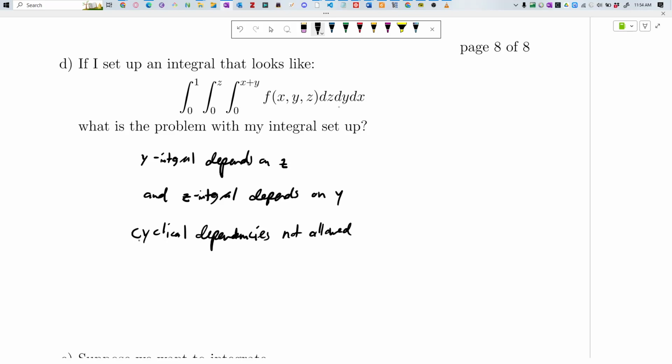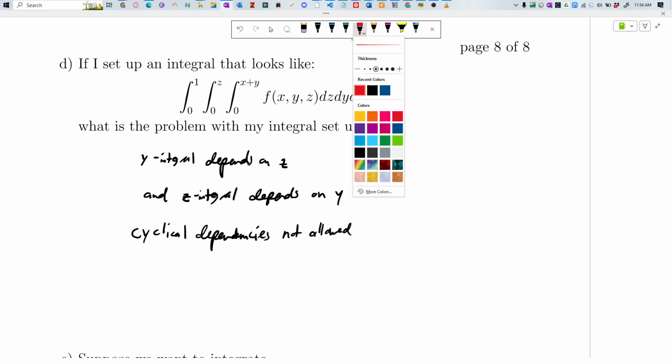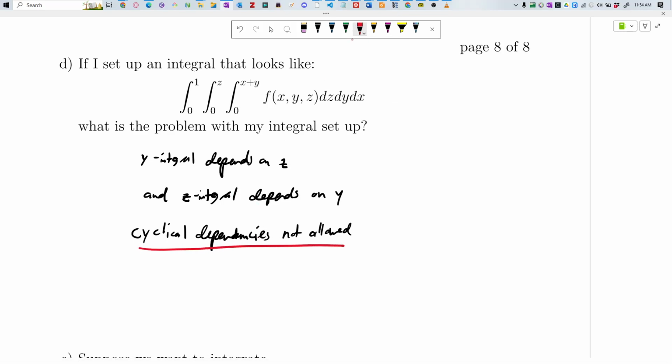Which is the issue. So the fact that you have z depending on y and y depending on z, that is the problem here. In order for the integral to be doable, you need it so that all of these integrals are evaluatable. But when you have this y integral that ends up depending on z, the result is going to be some function of z, and it's very weird. This expression is very weird because you have this depending on z.